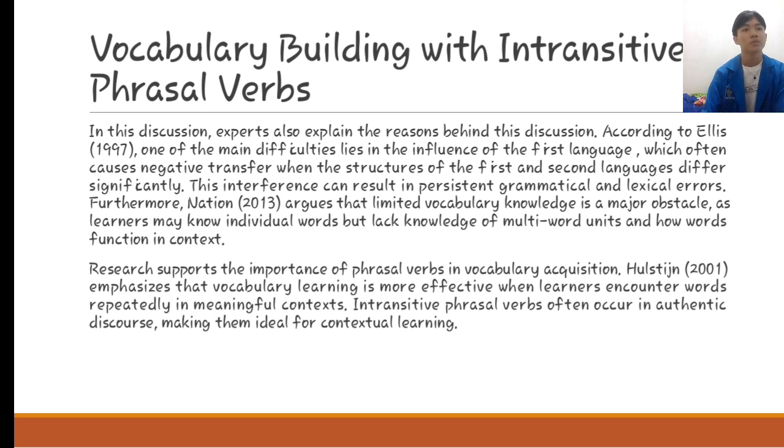In this discussion, experts explain the reason behind the difficulty. According to Odlin 1997, one of the main difficulties lies in the influence of the first language, which often causes negative transfer when the structures of the first and second language differ significantly. This interference can result in persistent grammatical and lexical errors. Furthermore, Nation 2013 argues that limited vocabulary knowledge is a major obstacle, as learners may know individual words but lack knowledge of multi-word units and how words function in context.